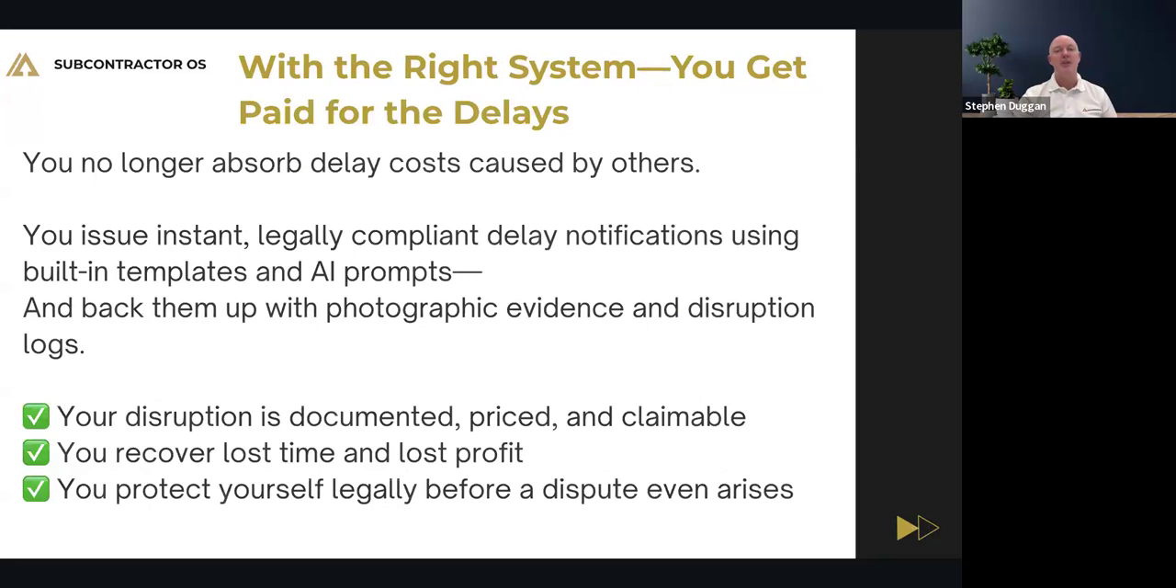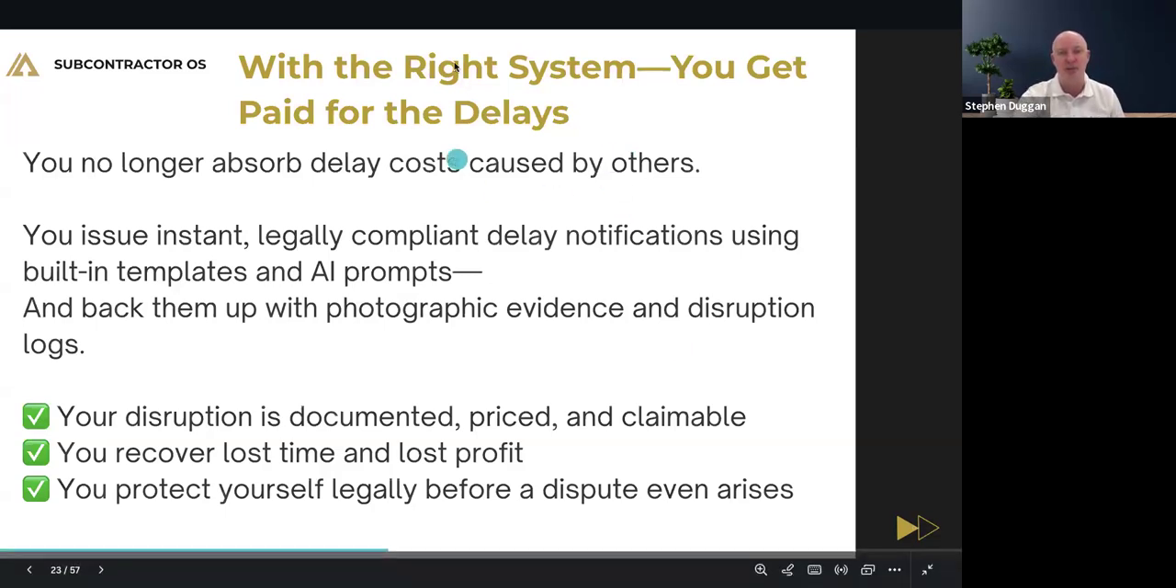So with the right system, not only will you get paid what you're owed on your measured work, you'll get paid for your delays, you'll get paid for your variations, you'll recover your retentions, you'll no longer absorb delay costs caused by others. You'll issue legally compliant delay notifications using built-in templates and AI prompts, and back them up with photographic evidence and disruption logs. Your disruption is documented, priced, and completely claimable. You'll recover lost time and lost profit, and you'll protect yourself legally before a dispute even arrives.